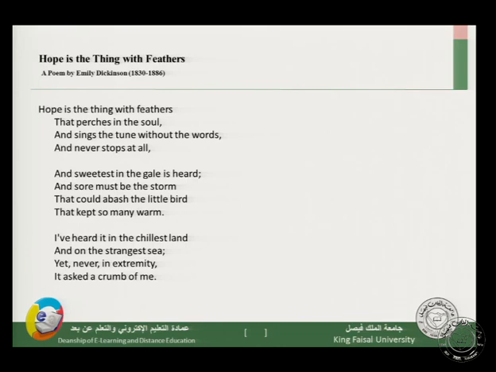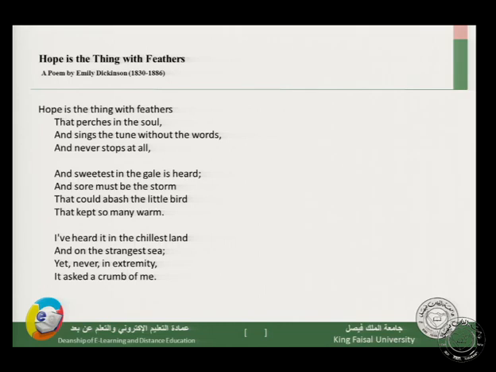Hope is the thing with feathers that perches in the soul and sings the tune without the words and never stops at all. And sweetest in the gale is heard, and sore must be the storm that could abash the little bird that kept so many warm. I've heard it in the chilliest land and on the strangest sea, yet never in extremity it asked a crumb of me.